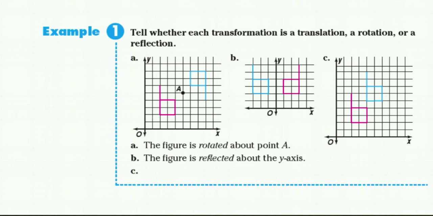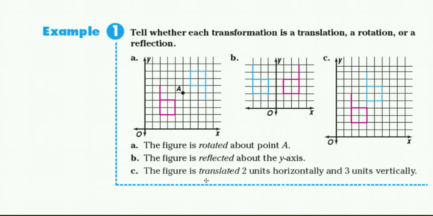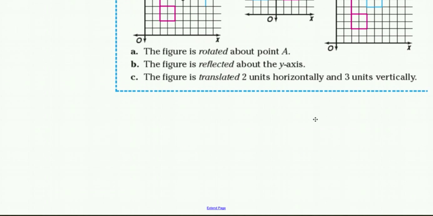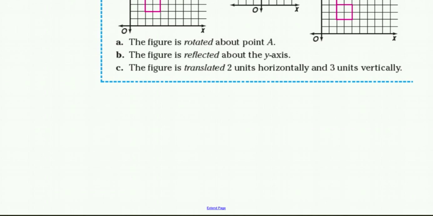By sliding, we know that it is a translation. So it was translated 2 units horizontally and 3 units vertically. So if you get the point, 2 units horizontally to the left and 3 units vertically down. That's how we apply what we've learned.